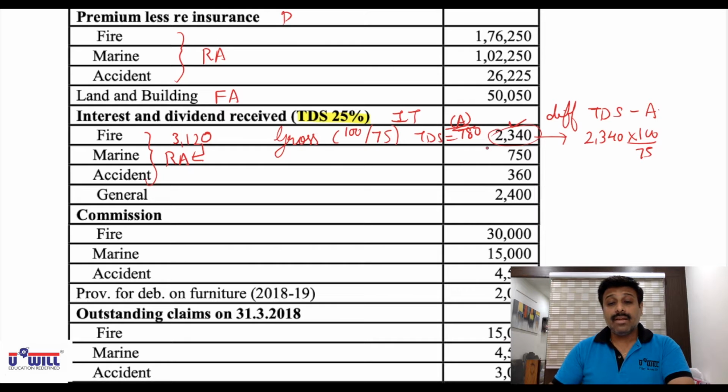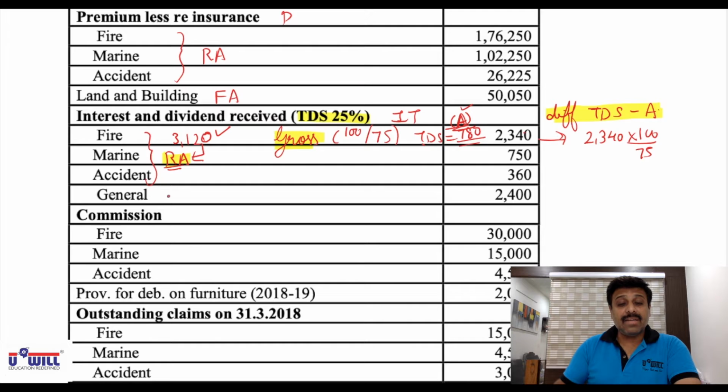I repeat, we will not record 2340 directly, but we will record 2340 indirectly. How will you record it indirectly? Gross amount 2340 into 100 by 75, 3120, we will record in the revenue account. Then 3120 minus 2340, the 780 of TDS, we will record in the balance sheet in advances. The difference amount goes in the balance sheet in advances, and the gross amount in the revenue account.